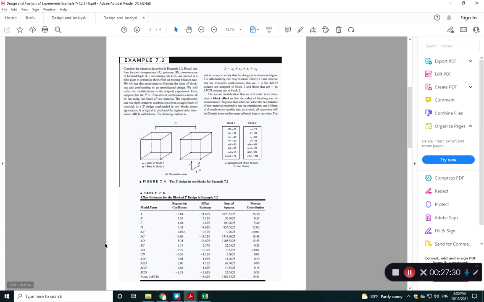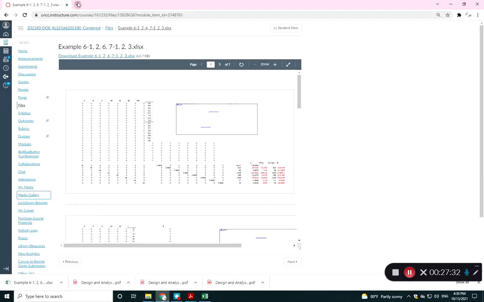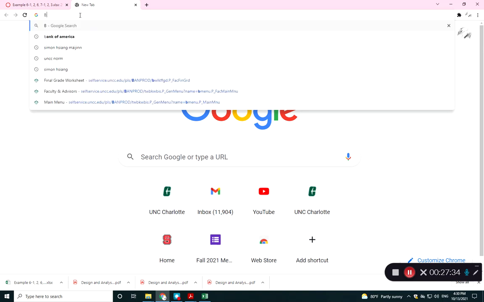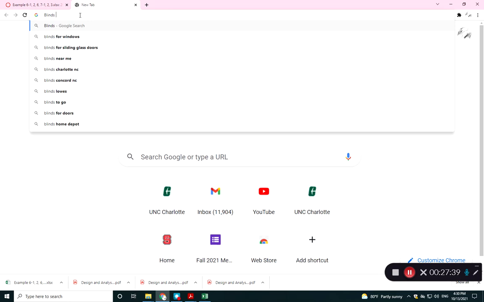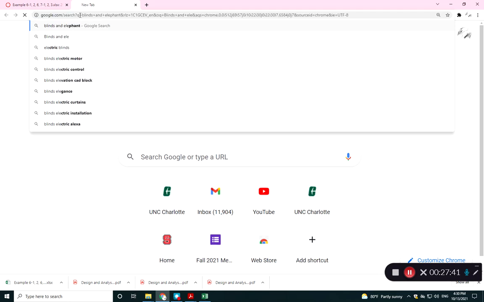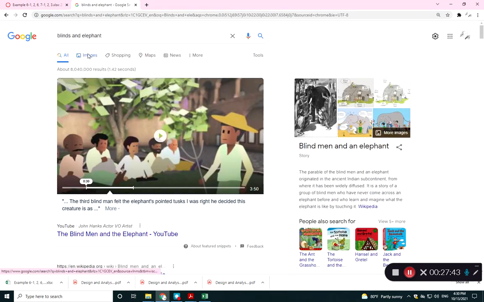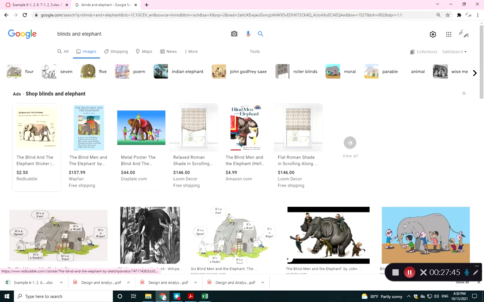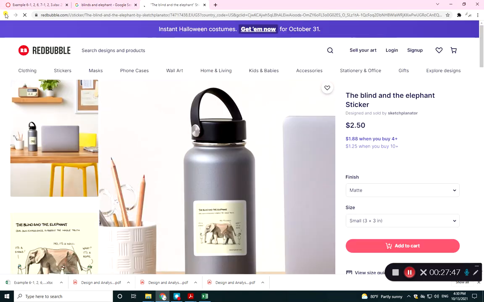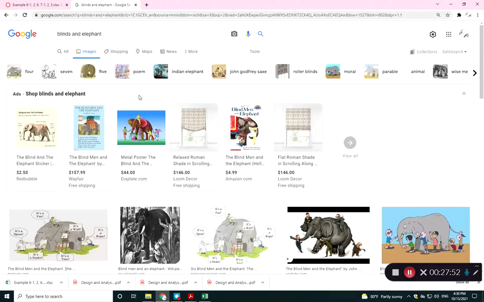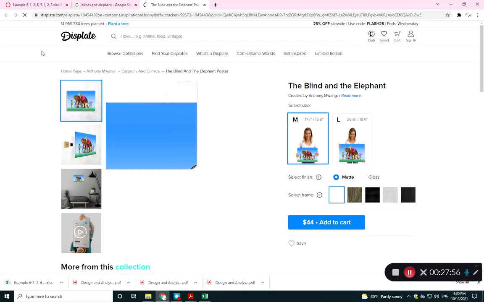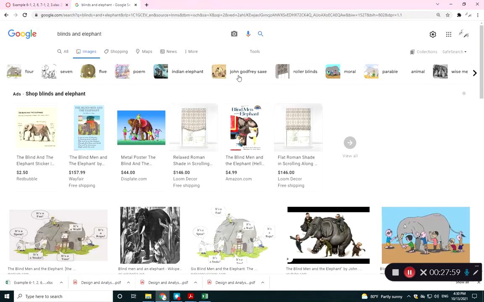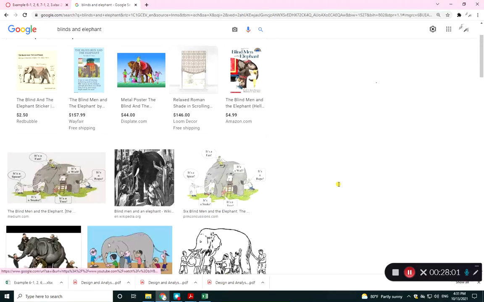Okay, let me see if I can Google it. Blind men, an elephant. Yeah. Okay. Oh, the image is bad. Let me try a different image. So, whoop, that's bad too. I'm trying to, okay, maybe this one.